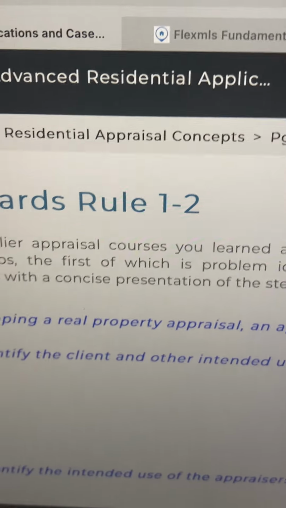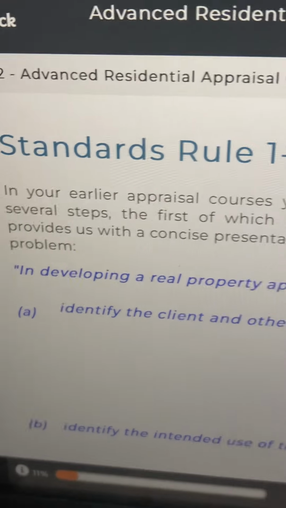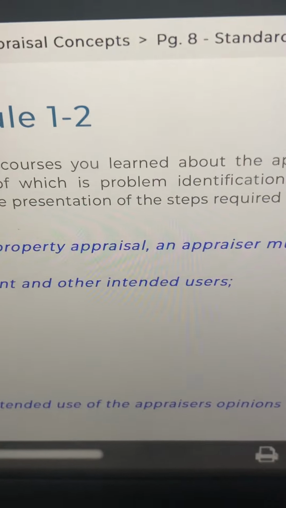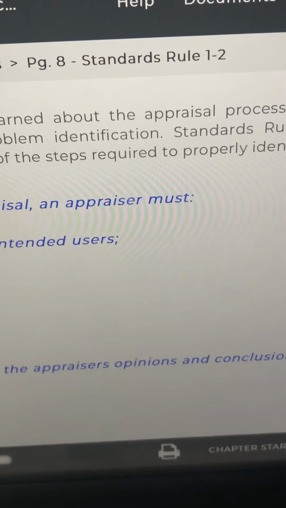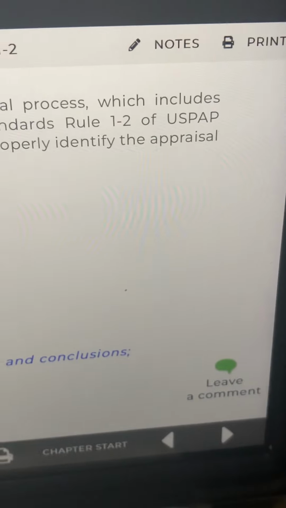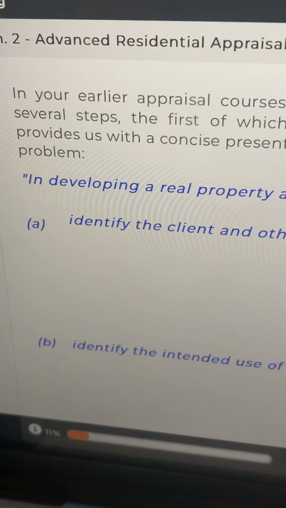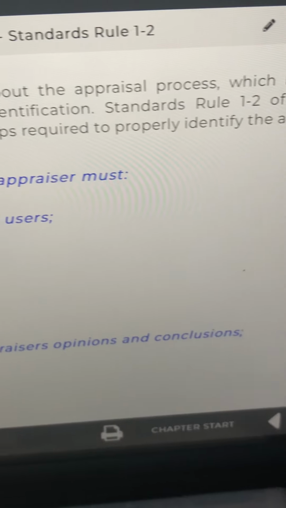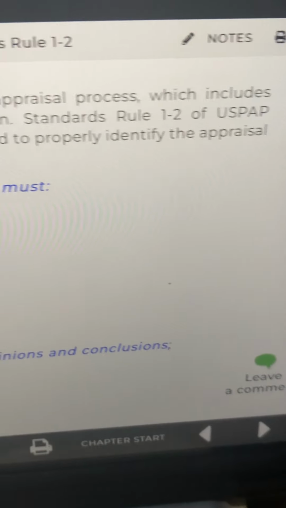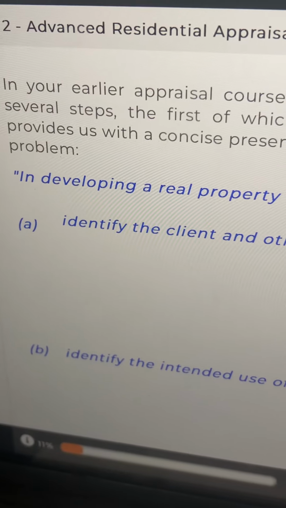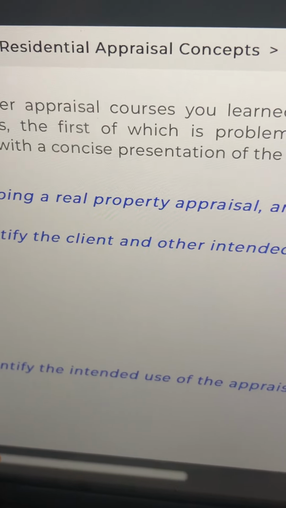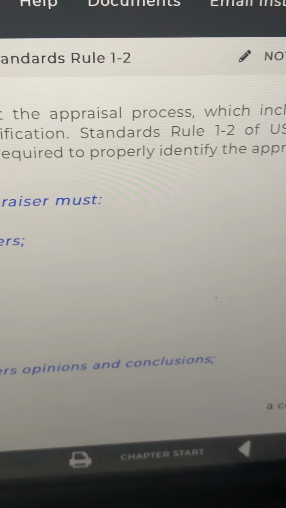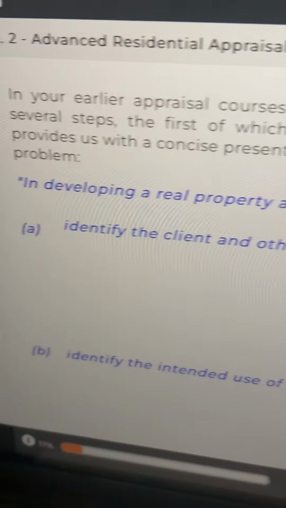Page 8. Standards Rule 1-2. In your earlier appraisal courses, you learned about the appraisal process, which includes several steps, the first of which is problem identification. Standards Rule 1-2 of USPAP provides us with a concise presentation of the steps required to properly identify the appraisal problem.